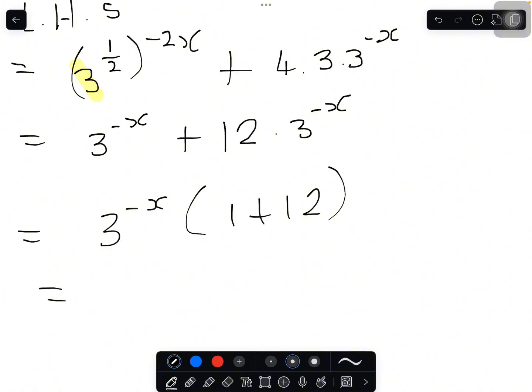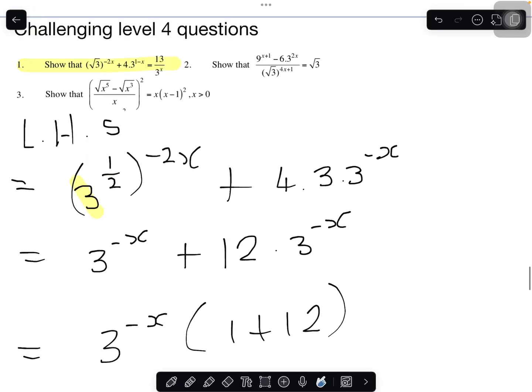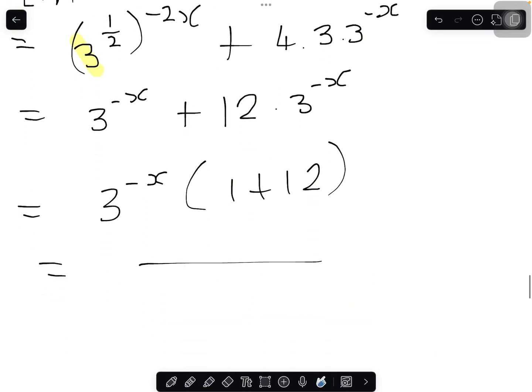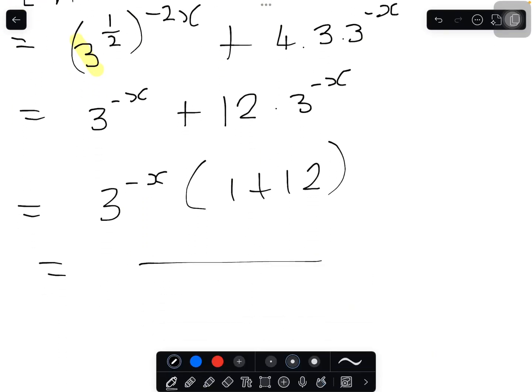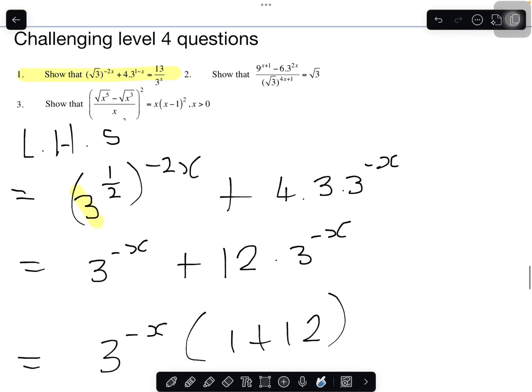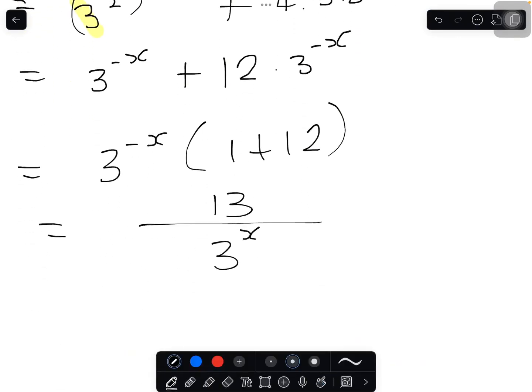And then we'll get this. So when we're dealing with this, we have a negative exponent. If you look at what we're proving towards, it has a positive exponent. So we're going to bring this to the bottom, and we have 3 to the x, and we have 1 plus 12 is 13. If we look at our question, is there more we need to do? No. So we then just say, therefore, left hand side equals our right hand side.